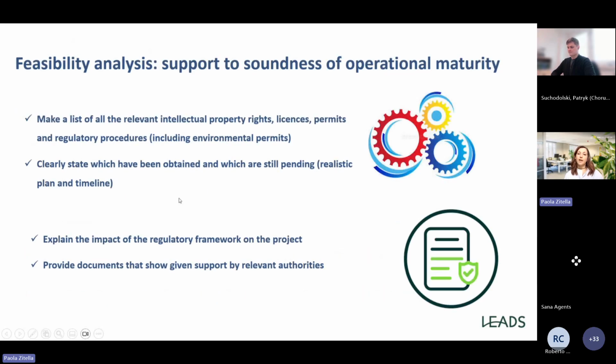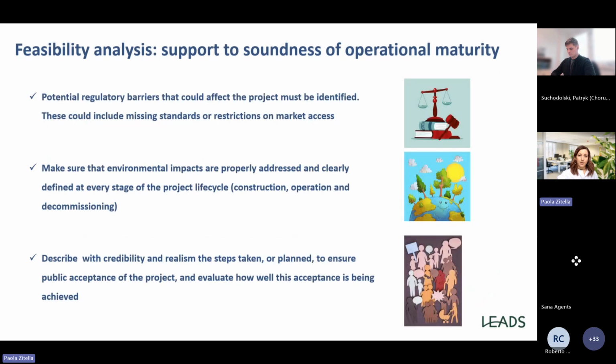You need to support the soundness of operational maturity also, and this is another key element. So you need to list the intellectual property rights, licenses, permits and regulatory processes. You need to clearly state which have already been obtained and which are still pending, with a realistic plan and timeline for them. You need to explain the impact of the regulatory framework of the place in which you would like to locate your plant for the project.